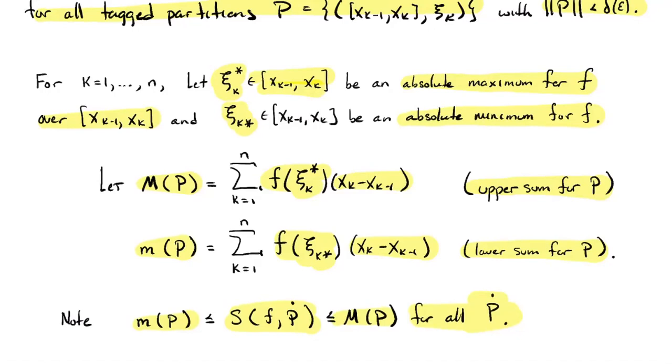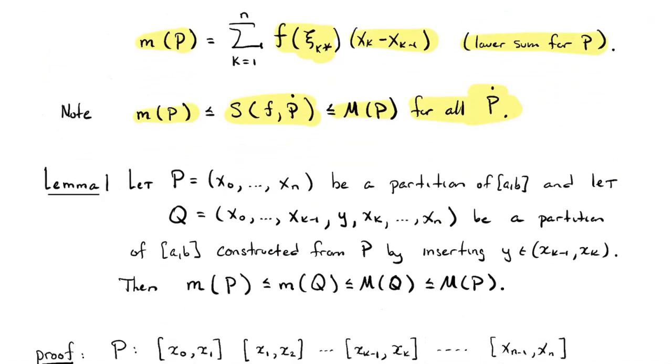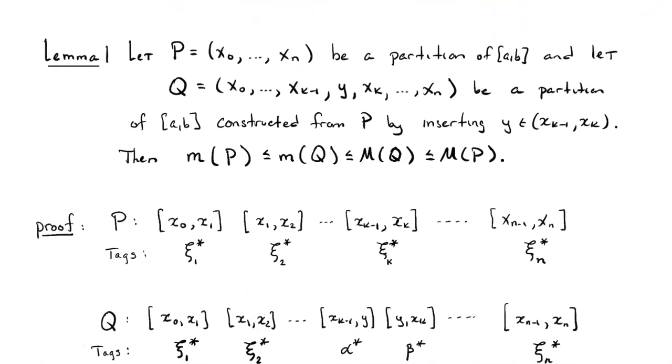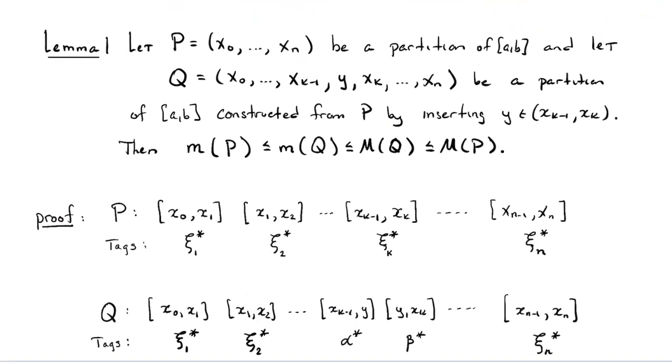Cool. Okay. So here's a little bit of a lemma about partitions, tagged partitions. Suppose I pick some partition of the interval from A to B. And then I pick another one in a very special way. I basically use all the same points that are in P, except I insert this new point. Can you see it there? Y, all highlighted in green so you can focus on it.